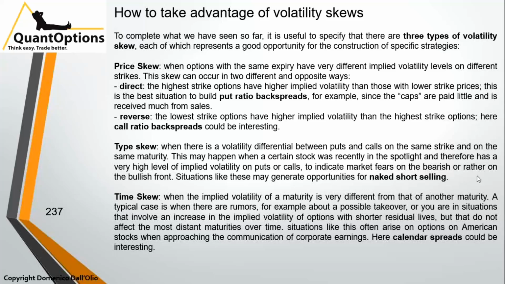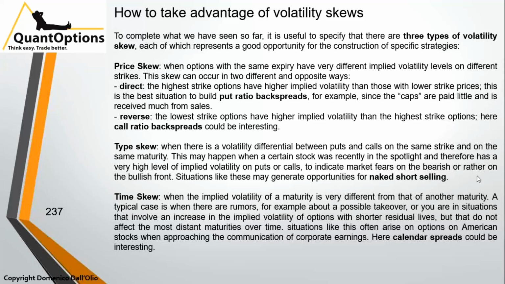Or we can have the price skew reverse. The lowest strike options have higher implied volatility than the high strike options. Here, call ratio back spreads could be interesting. We can have type skews when there is a volatility differential between puts and calls on the same strike and on the same maturity. This may happen when a certain stock was recently in the spotlight and therefore has a very high level of implied volatility on puts or calls to indicate market fears on the bearish or rather on the bullish front. Situations like these may generate opportunities for naked short selling.